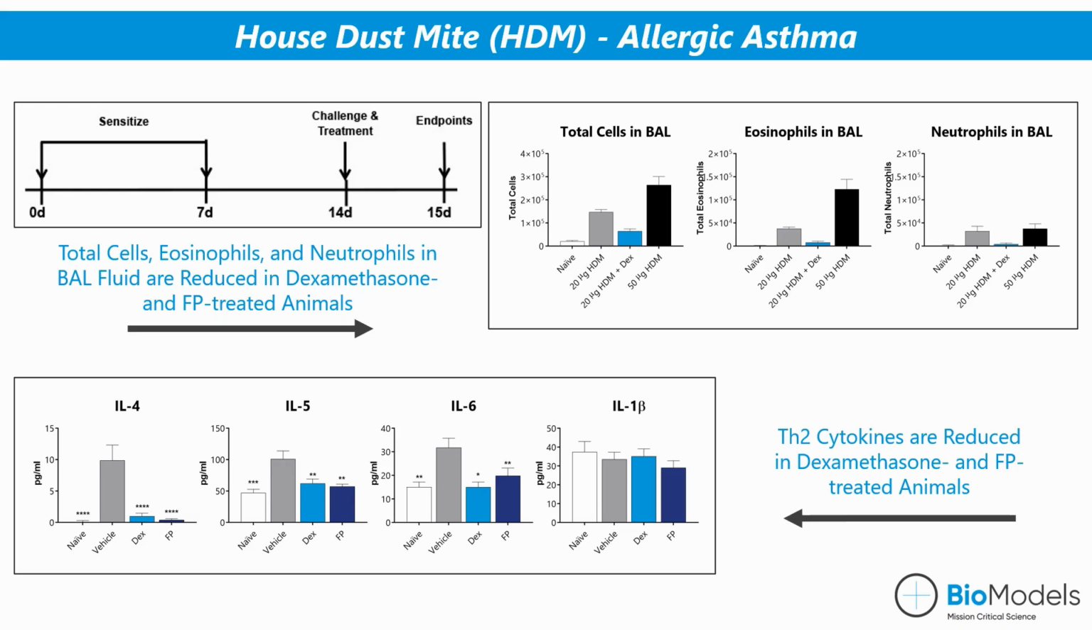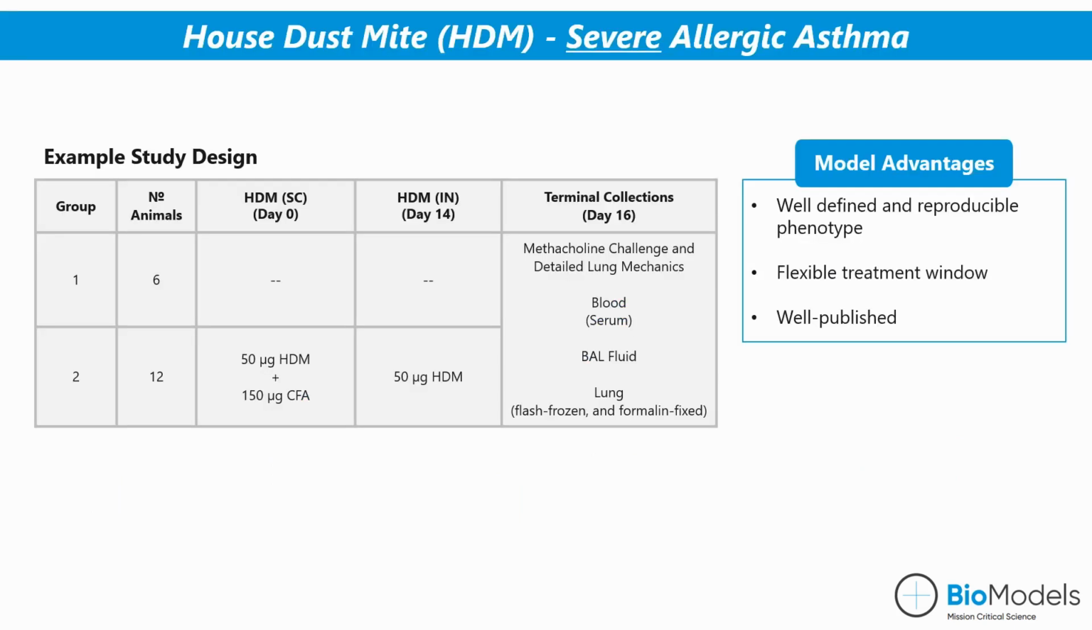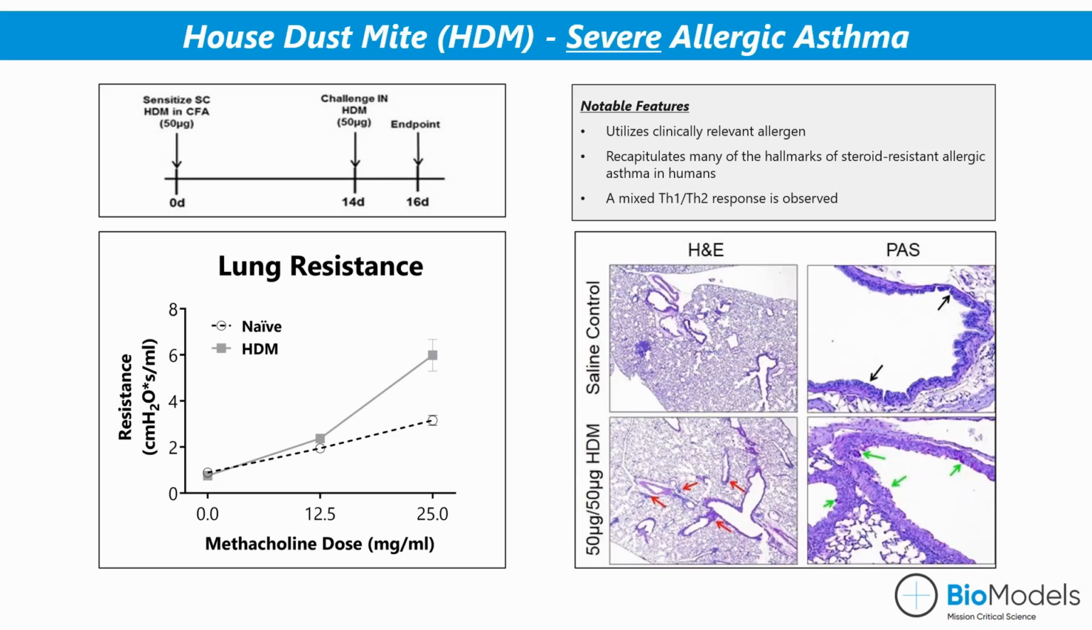The final model that I'll speak about is a severe allergic asthma model induced with house dust mite allergen. In this model, house dust mite allergen is given with complete Freund's adjuvant on day 0 as a subcutaneous injection. These animals are then challenged intranasally with HDM on day 14, and responses are looked at 2 days later on day 16. As you can see, these animals demonstrate an airway hyperresponsiveness phenotype and show increases in inflammatory cells as well as goblet cell hyperplasia in lung histopathology.